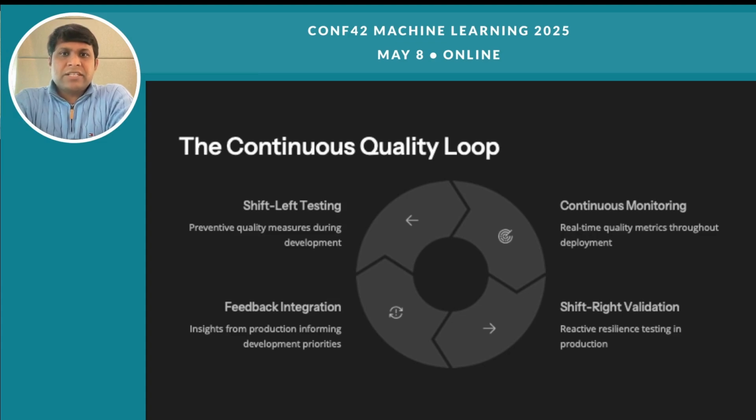So what we're talking about is having that continuous quality loop. The shift left testing: you have the preventive quality measures during development, whatever it may be, unit testing, integration testing, different pre-commit hooks, or even some tests running on the CI. Or you have continuous monitoring, where you have real-time quality metrics throughout the deployment, or shift right validations, where you have reactive resiliency testing in production, and you have that feedback integration, insights from production informing the development priorities.